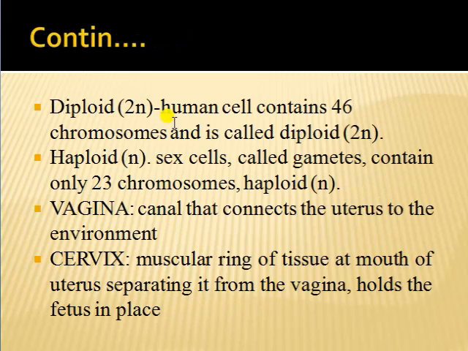A human cell contains 46 chromosomes and is called diploid. Haploid cells, called gametes, contain only 23 chromosomes, so it is called haploid. The vagina is the canal that connects the uterus to the environment. The cervix is a muscular ring of tissue at the mouth of the uterus, separating it from the vagina, and holds the fetus in place.